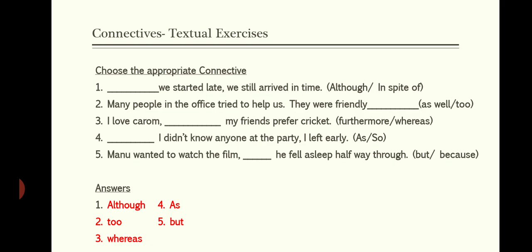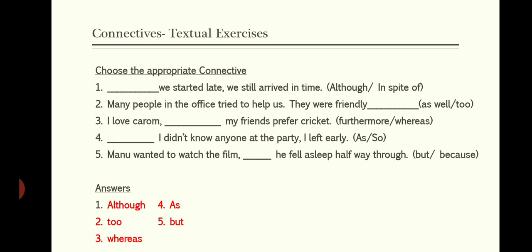Many people in the office tried to help us. They were friendly too. I love carom, dash, my friends prefer cricket. So it is contrast. In that situation, you use whereas. I love carom, whereas my friends prefer cricket. Fourth sentence. Dash, I didn't know anyone at the party. I left early. You need a reason why you left early. So, you begin the sentence with as. As I didn't know anyone in the party, I left early.